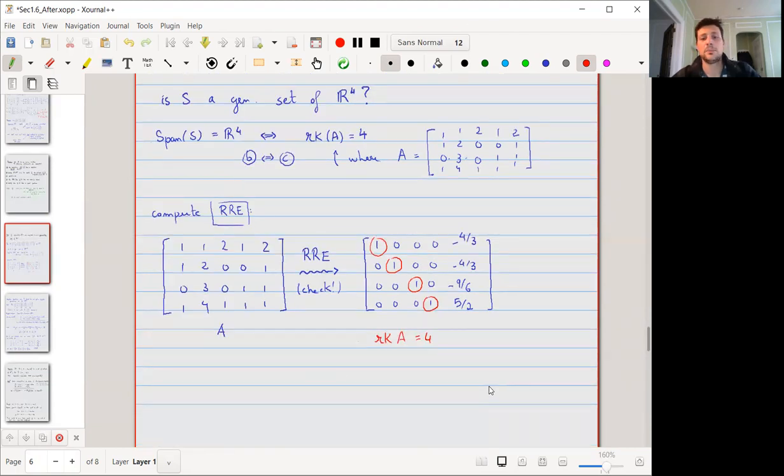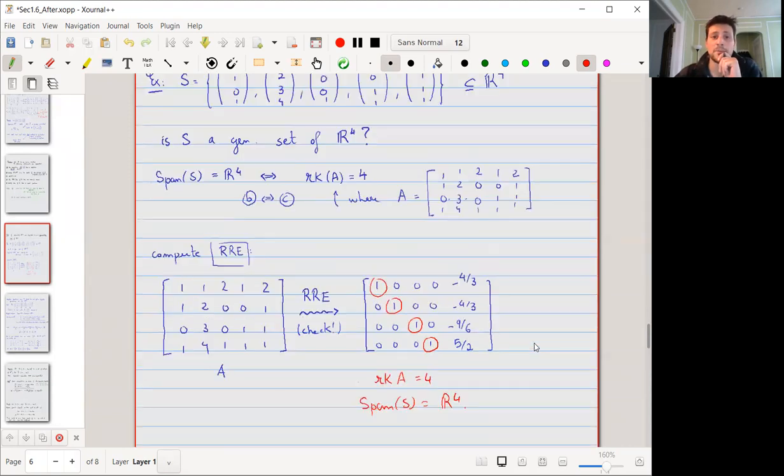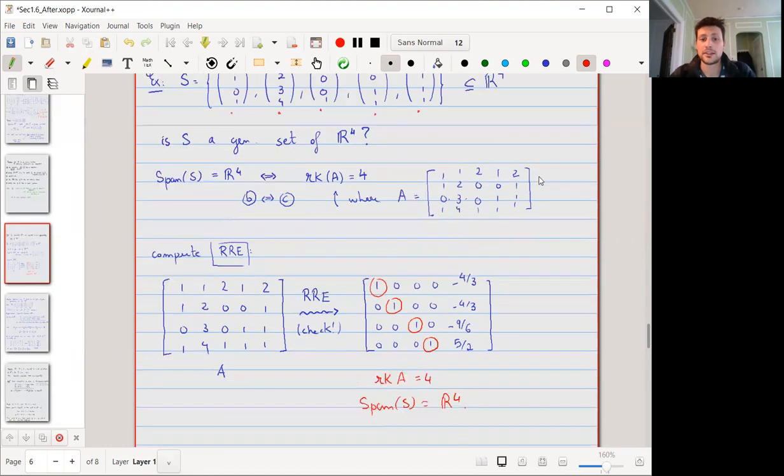And that implies, by what we said just now, that the span of the set of vectors S, which are the columns of A, is equal to R4. Now, the next question I'm going to ask is, can we do a little bit better? Do we need all of the 5 vectors that are in S to generate R4? Is there a way that we can get rid of one of them and still get a generating set?